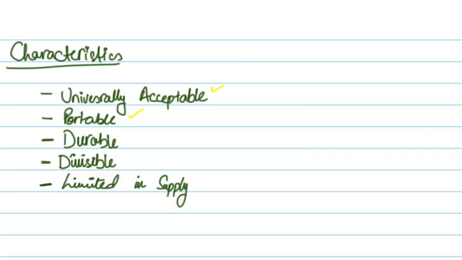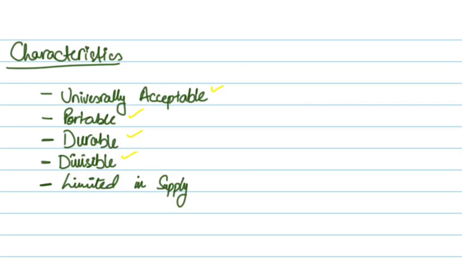Number three, they need to be durable, which is why perishable goods, which means fruits and vegetables, are not really a good fit to be money, because they rot over time and they lose their value. So money needs to be durable, which is why banknotes and coins form the money of today, because they do not perish over time.